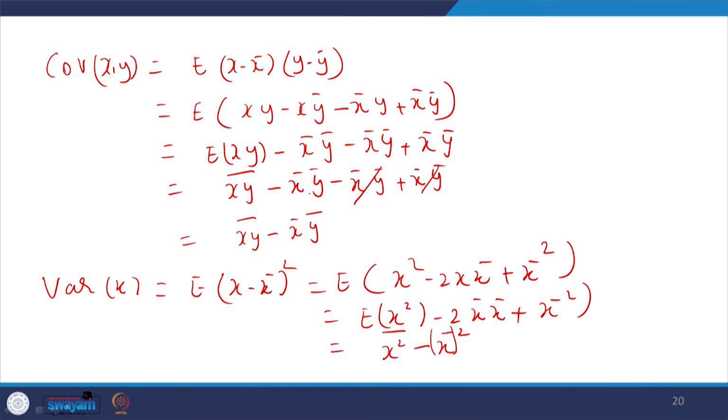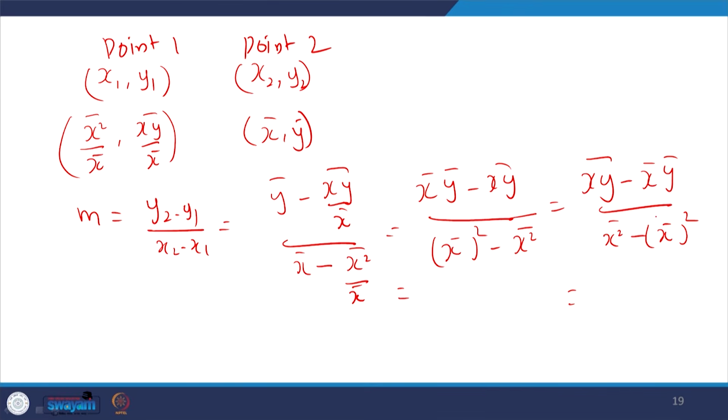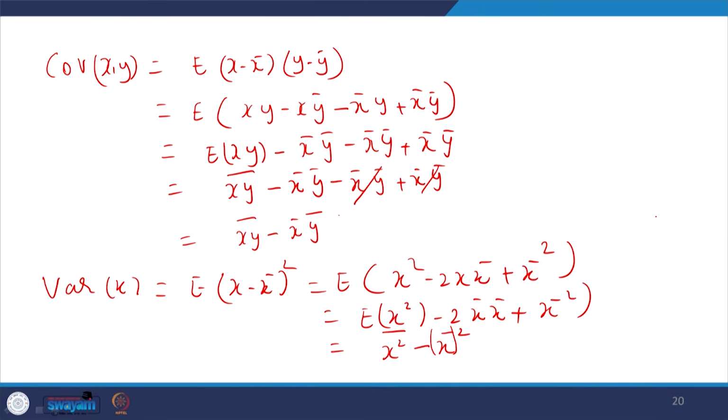So minus x bar y bar, minus x bar y bar plus x bar y bar, you can cancel it, plus and minus, and the remaining is xy bar minus x bar y bar. That is nothing but the numerator. I am going back, you see that xy bar minus x bar y bar is the numerator. So in the slope formula, the numerator is nothing but the covariance of x comma y.